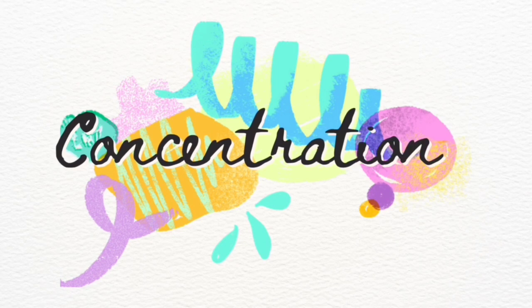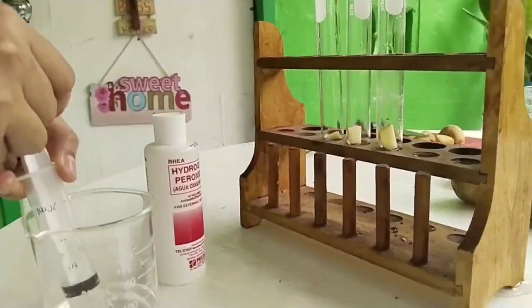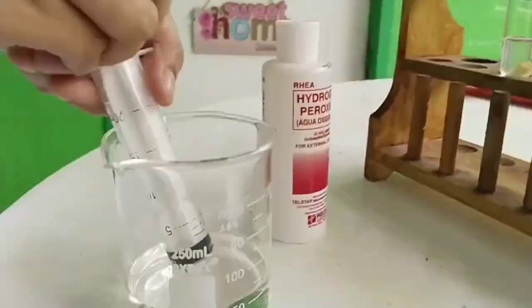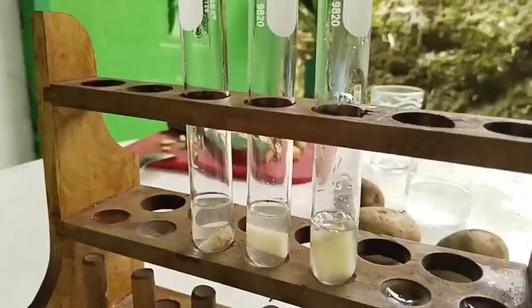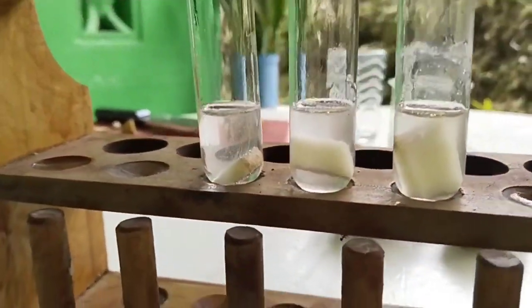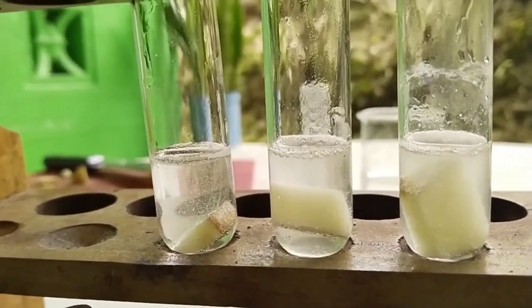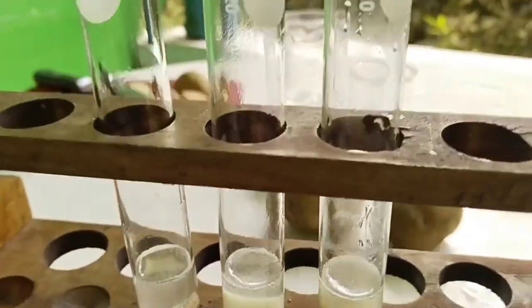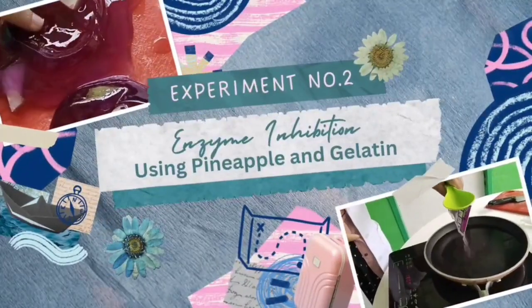And the last one, let's test the concentration. Use different sizes of potato pieces: small, medium, and large. Add equal amounts of hydrogen peroxide to each tube. Observe how the reaction rate changes based on the surface area of the potato. More enzyme, which means a larger potato piece, generally speeds up the reaction. Those are the factors affecting enzymes.